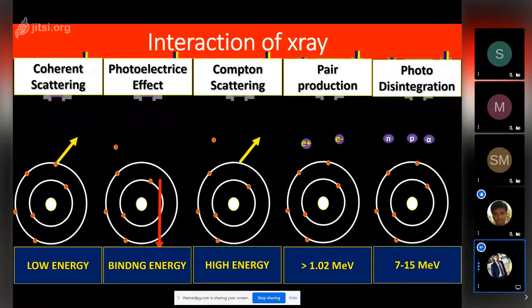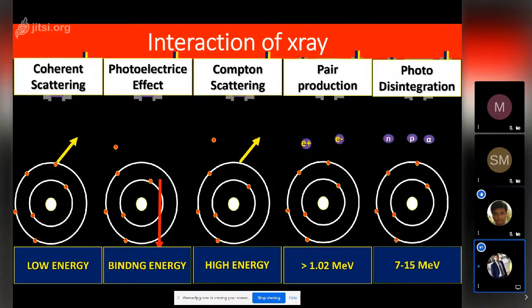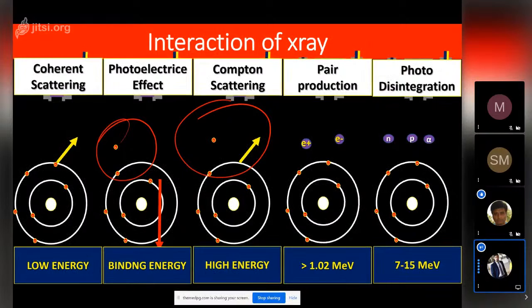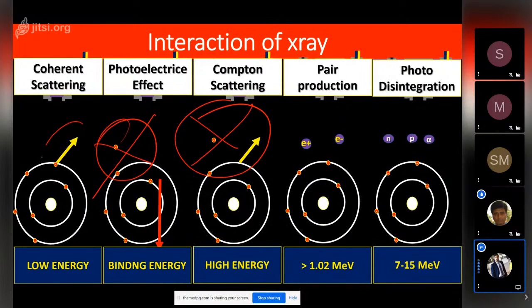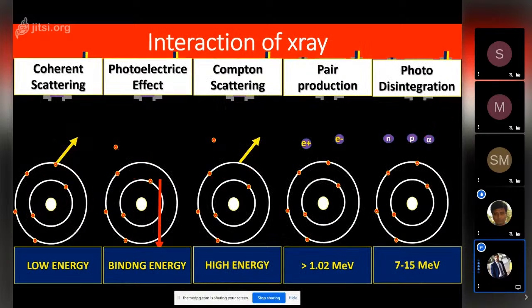Now, there is a very important question. There might be a question asking where all there will be ionization of an atom. It is in the photoelectric effect, and in the Compton scattering. Where all there will be nuclear instability? That will not be in the photoelectric effect, not in the Compton, not in the coherent, but in the pair production and the photodisintegration. This is how the various questions can be formed. So this is what we studied in the previous class.